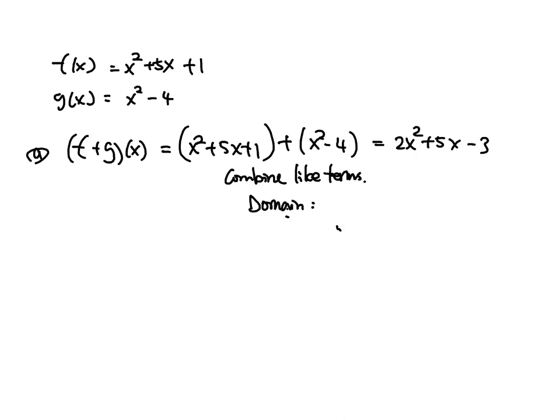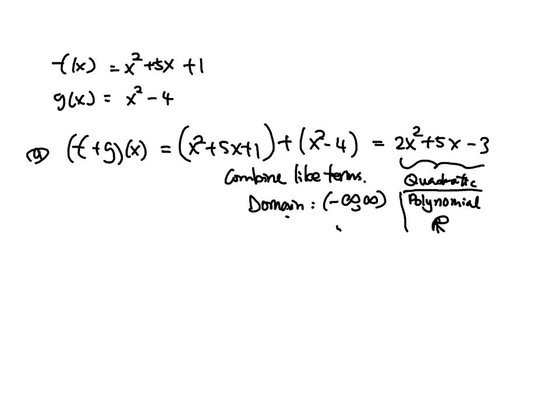Now, as far as domain, there's a domain for this. Notice, this is a quadratic, which is a polynomial. Any polynomial, the domain is always all real numbers. So from negative infinity to positive infinity. Anytime you have a polynomial, the domain is always all real numbers because you can plug in any number you want without a restriction.